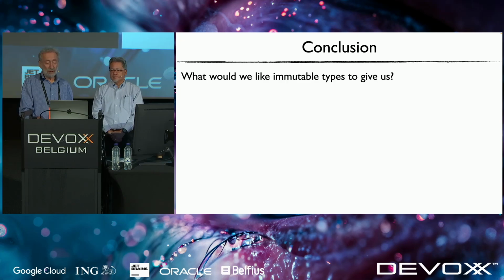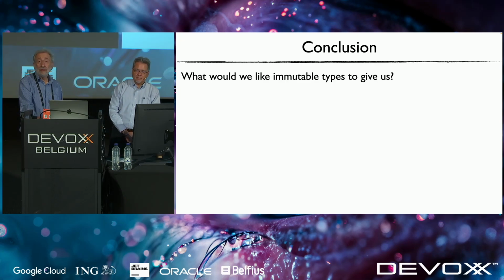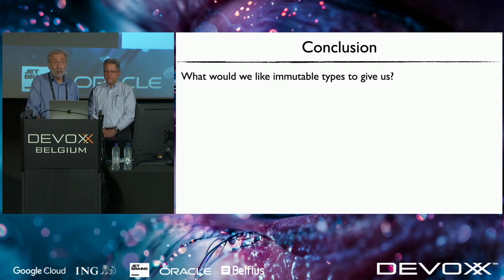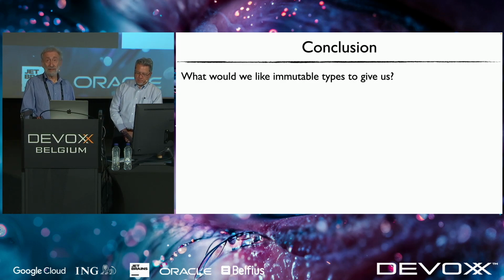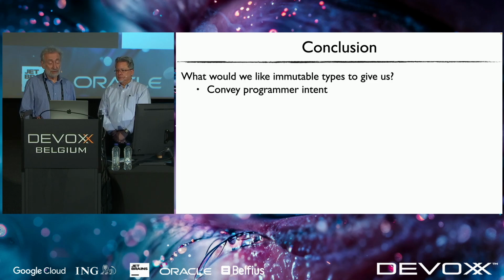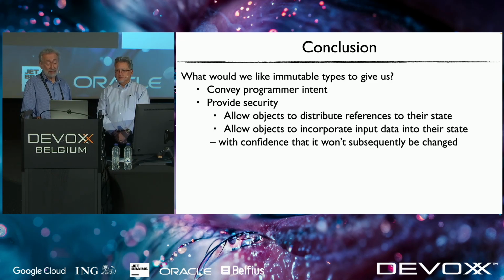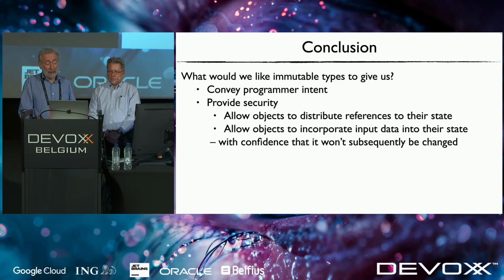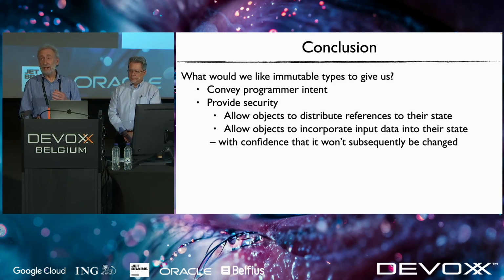Right. Okay, so conclusion. The conclusion should start from saying, what would we like immutable types to give us, rather than just saying, well, we want them, which is the usual approach. And the answer is, well, they could convey programmer intent, and they could provide security, allow objects to distribute references to their state, confident that they weren't going to get changed subsequently. And they could allow objects to incorporate input data into their state with confidence that that won't be changed subsequently.